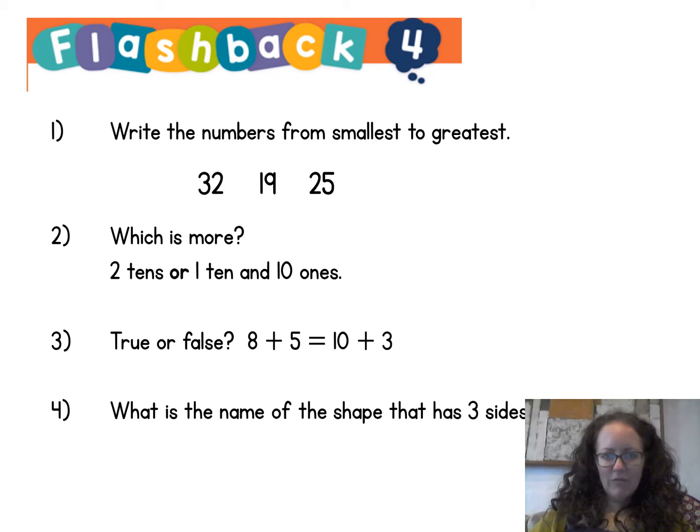Number 1. Write the numbers from smallest to greatest. 32, 19, 25. So have a good look at those. Which one's the smallest? Which one's the next smallest? And which one is the greatest? Write them down in order.